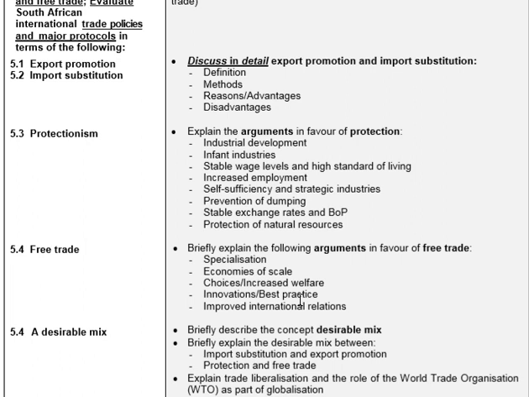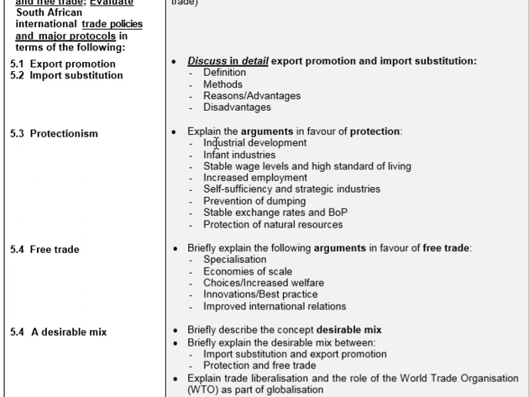You will see, as I mentioned over the last two lessons, that export promotion and import substitution, those are your two possible essay questions. They can ask either export promotion or import substitution, or they can combine the two. Right, this is today's lesson, protectionism.